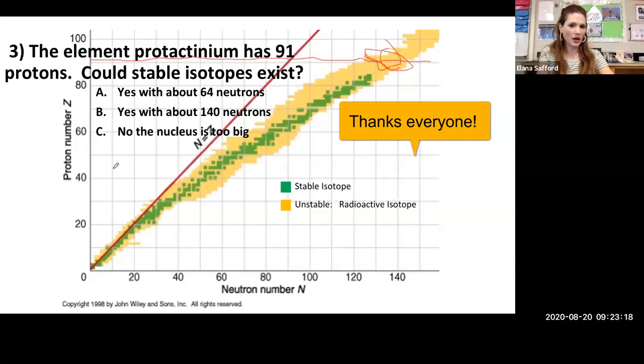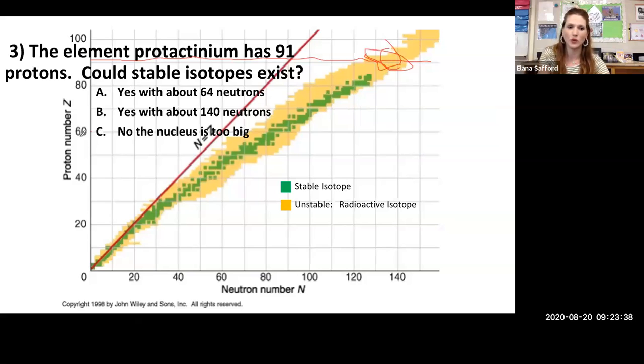So no, it's never going to be stable no matter what. We can't put any neutrons in there that will ever make it stable. We could maybe make a radioactive isotope, but it will never be stable. It's too big.